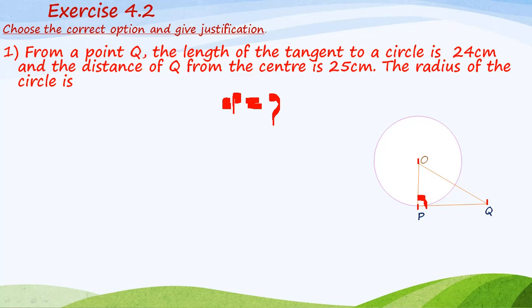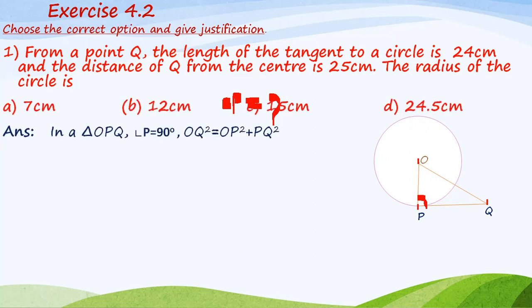OQ is the hypotenuse. Therefore, by applying Pythagoras theorem for this triangle OPQ, angle P is 90 degrees. OQ square is equal to OP square plus PQ square. The square of the hypotenuse is equal to the sum of the squares on the other two sides.